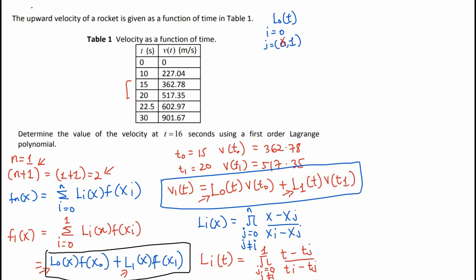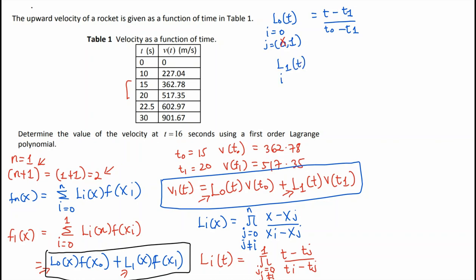So let's look at the general form. This will be equal to t minus tj. The only j value we have is 1, so that's t minus t1, divided by ti, and our i is 0, so that's t0 minus tj, which is t1. Okay, so that will be the first one, and then the second one will be L1 of t.